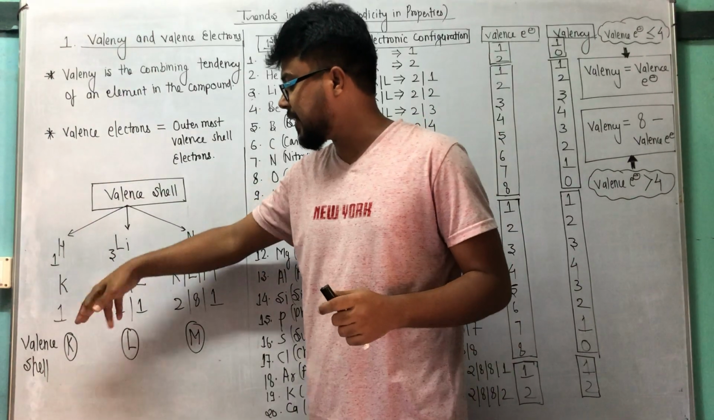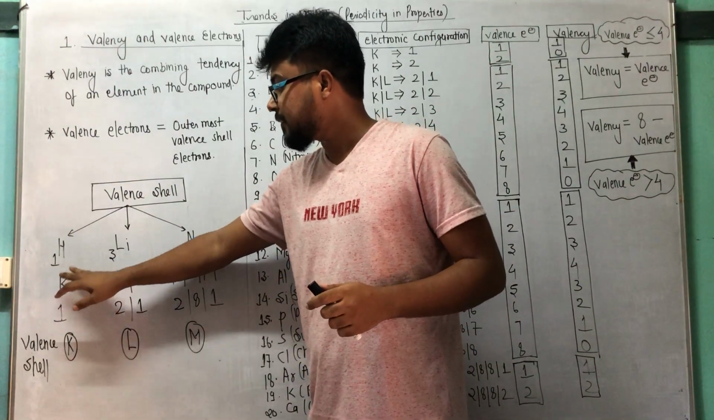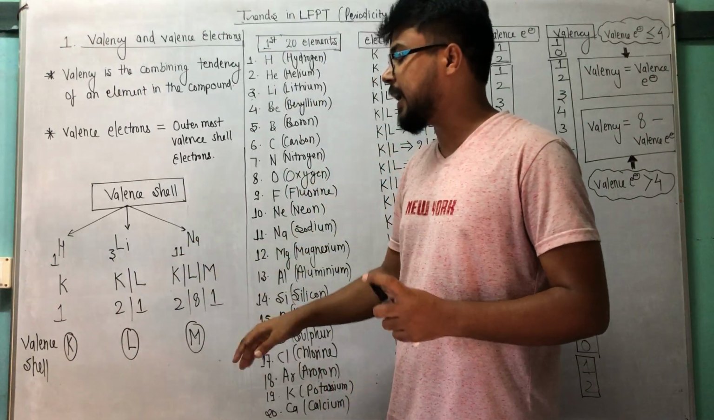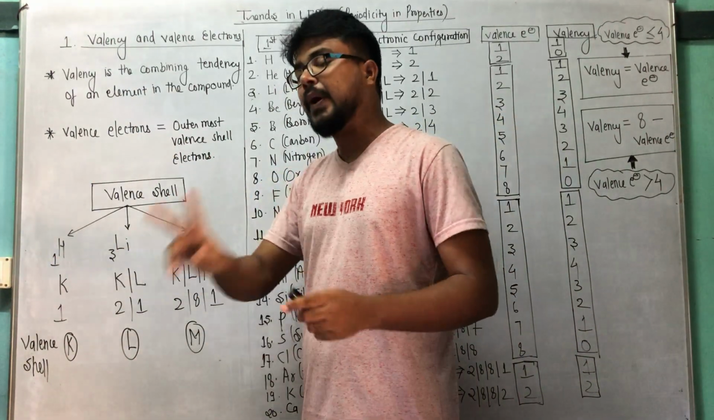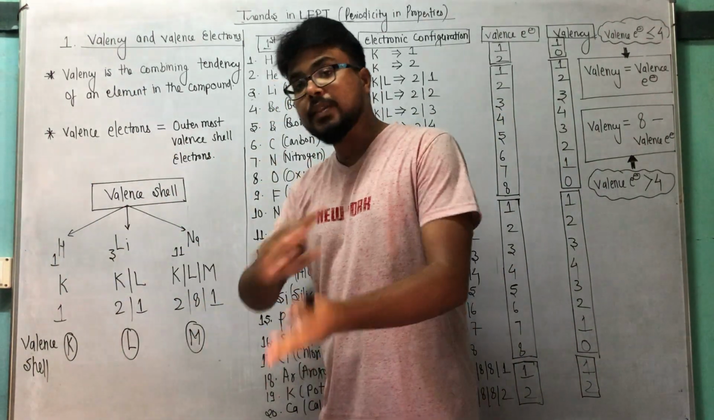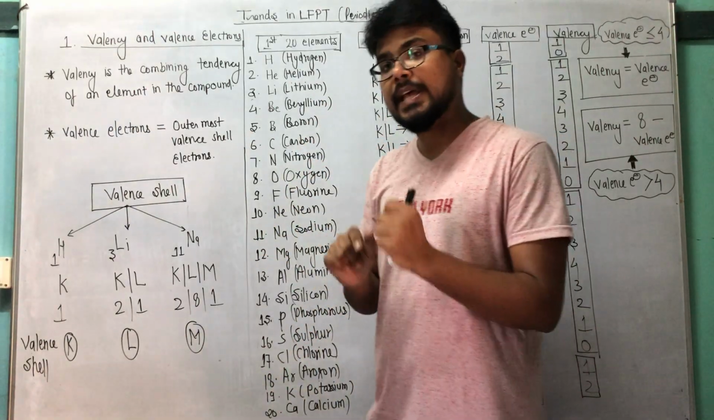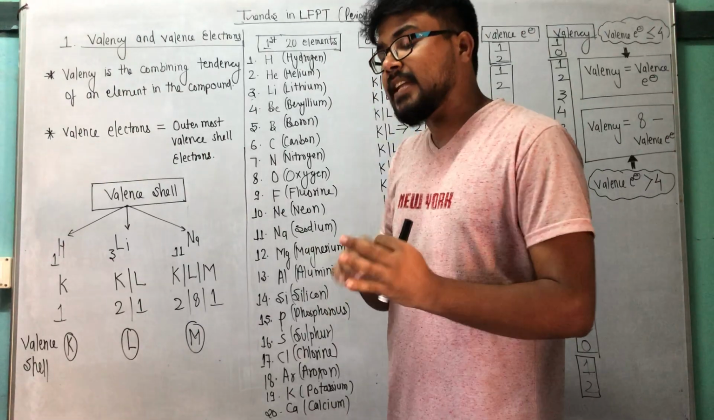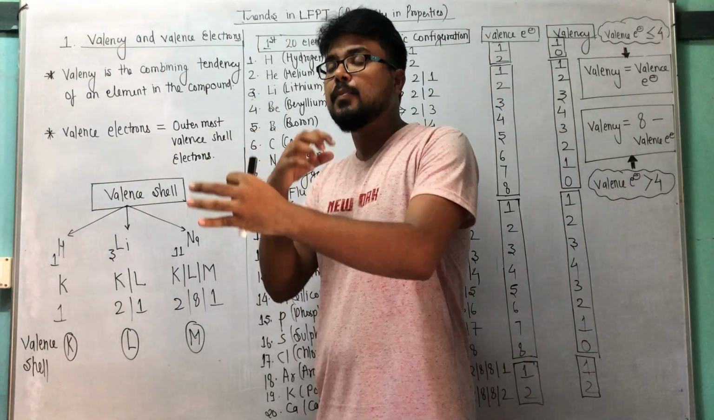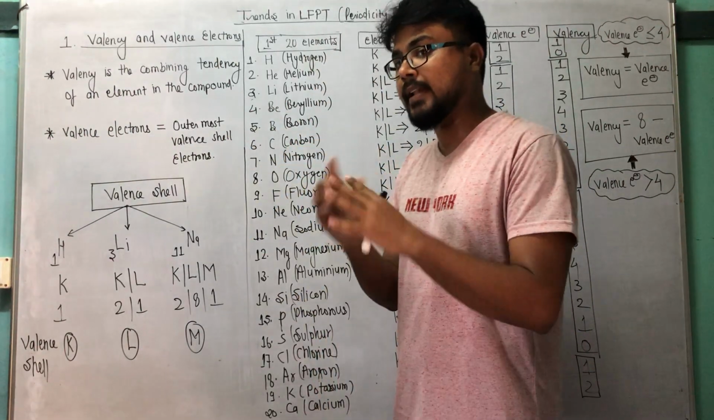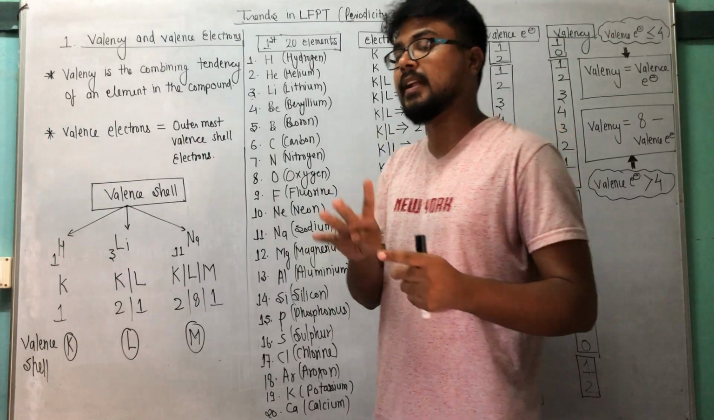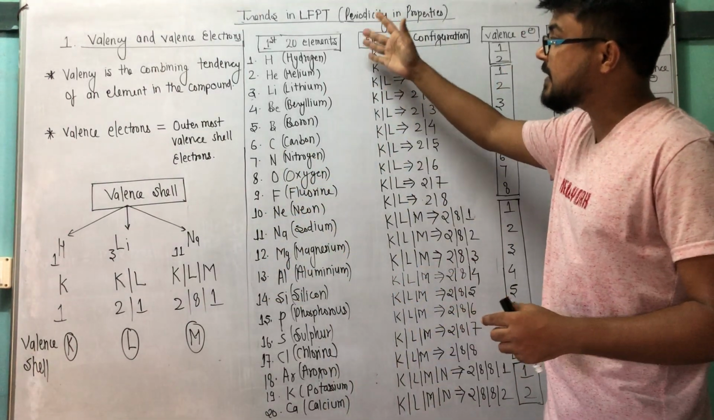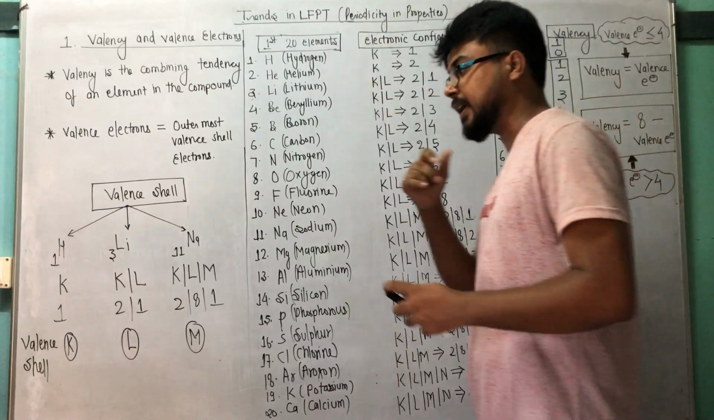So for hydrogen, K; lithium, KL; sodium, KLM. For 1 electron, I will use 1 shell. For more than 2 electrons, I will use 2 shells, and for more than 10 electrons, I will use 3 shells. And suppose there are more than 18 electrons, at that time I will use 4 shells, that are K, L, M and N shell. So one by one we will discuss in detail the elements 1 to 20.